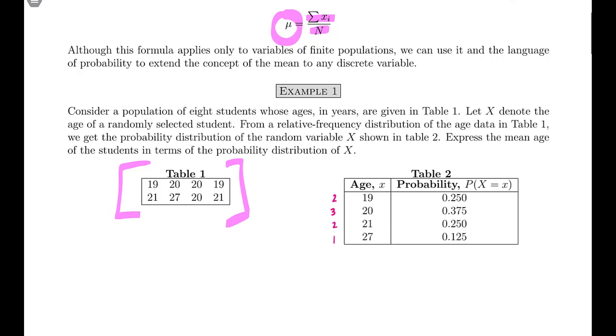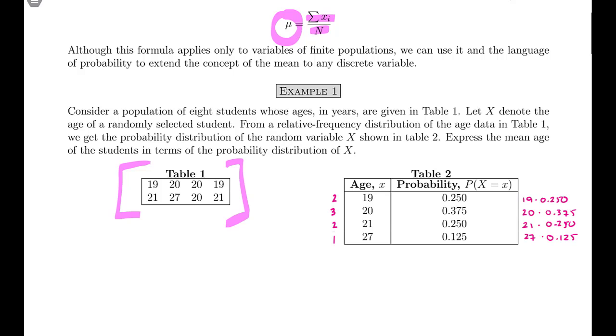The way we can calculate the mean is to take the age, in this case 19, times the probability of that age appearing. So we get 19 times 0.250. Then we also do 20 times 0.375, 21 times 0.250, and 27 times 0.125. We multiply those, then add those values together, and that gives us the mean of this discrete random variable.